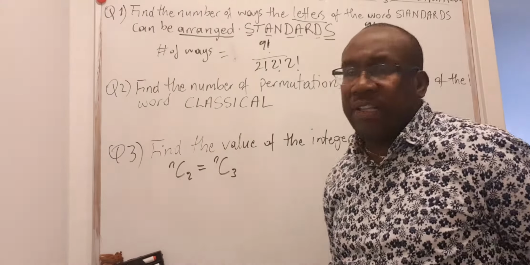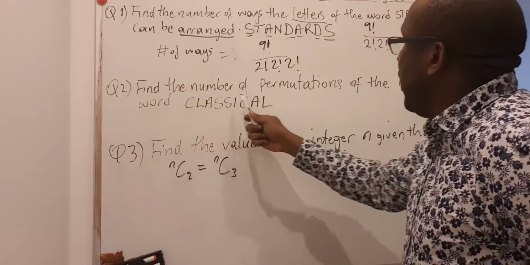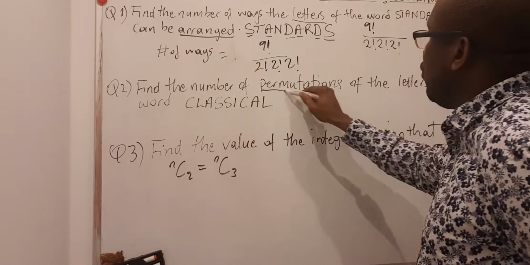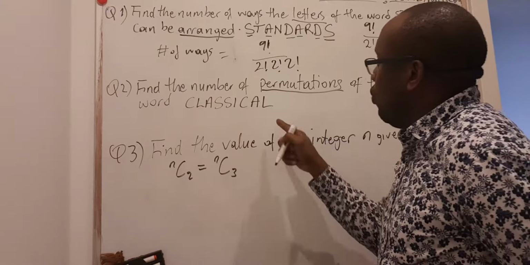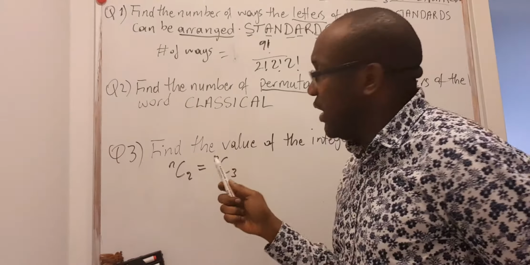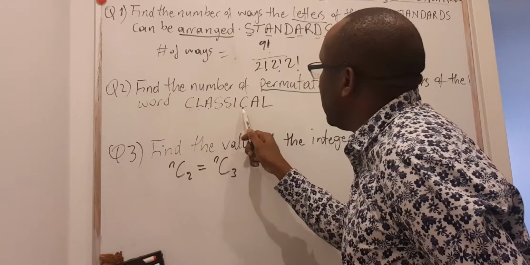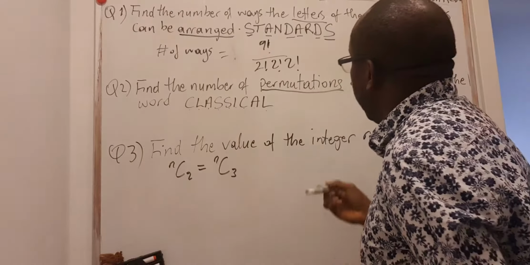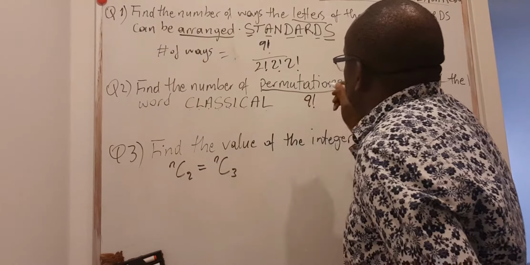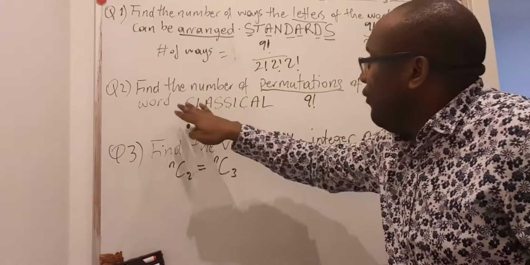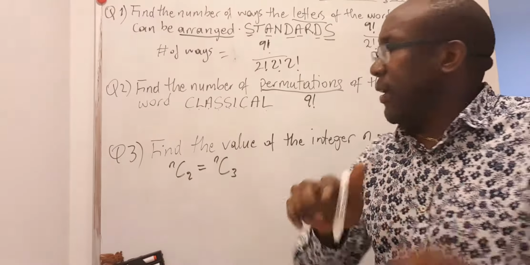Let's come to a second example, question number 2. Find the number of permutations of the letters of the word classical. Here, permutation is already indicated. So we count the number of letters that are there in classical. 1, 2, 3, 4, 5, 6, 7, 8, 9. There are 9 of them. So we expect 9 factorial possible arrangements if we imagine that all the letters are unique.